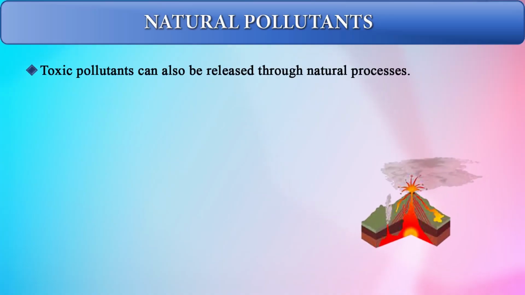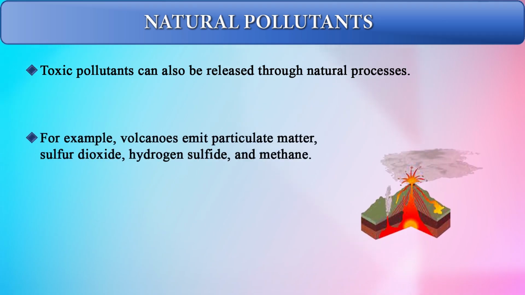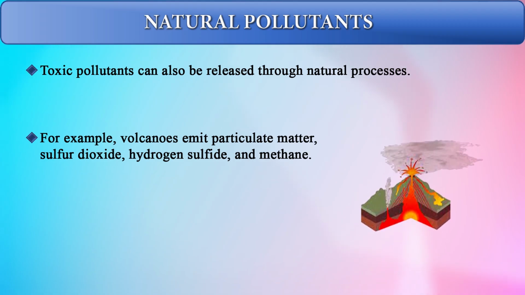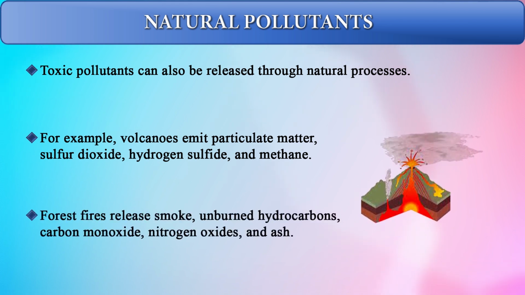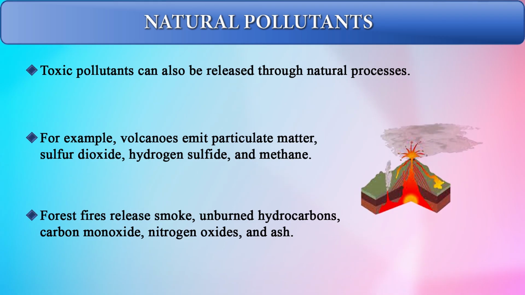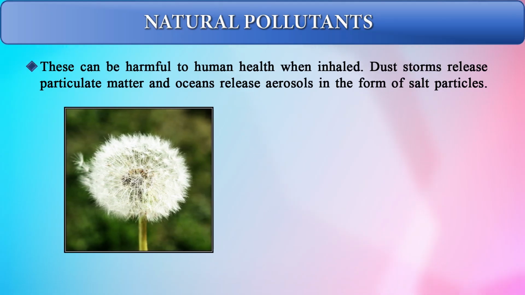Now, going into detail on natural pollutants, toxic pollutants can be released through natural processes. For example, volcanic emissions can emit sulfur dioxide, particulate matter, hydrogen sulfide and also methane gas. In the same way, forest fires can release smoke, unburned hydrocarbons, carbon monoxide, nitrogen oxide and also ash. All these particulate matters and gaseous emissions can cause toxicity to a certain extent. These natural pollutants can be harmful to human health when they are inhaled.